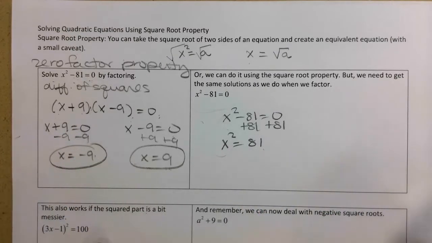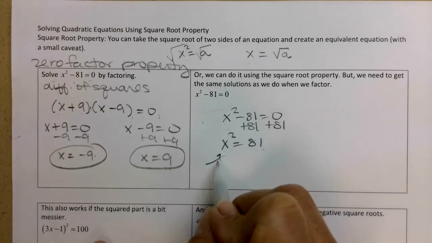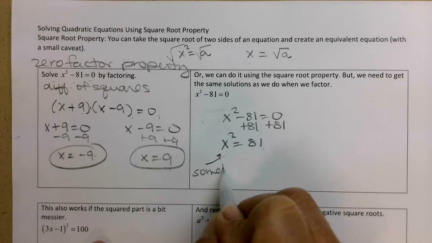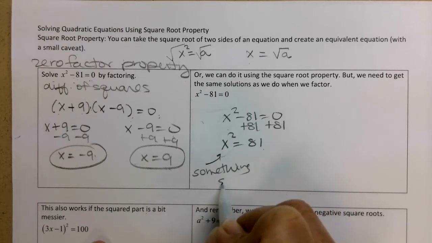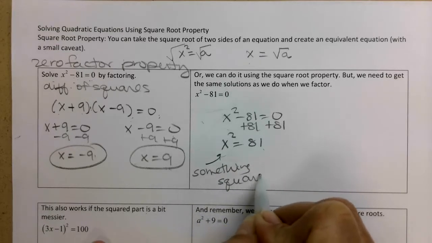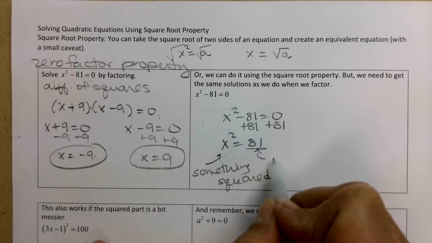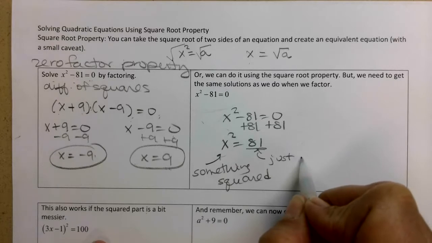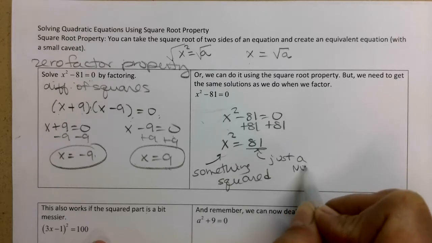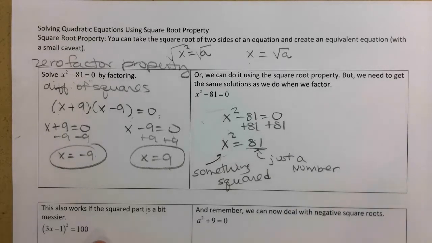Those are the important things to note: something squared is on one side of the equation and only that, and the other side of the equation has just a number, no variable. That is how it has to be set up for us to use the square root property.